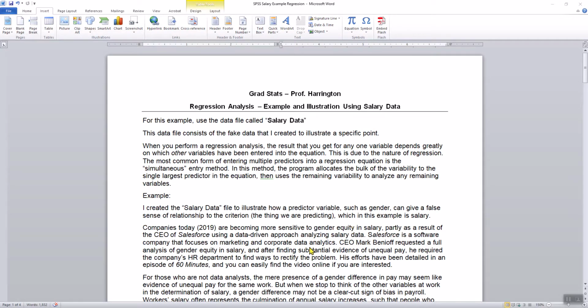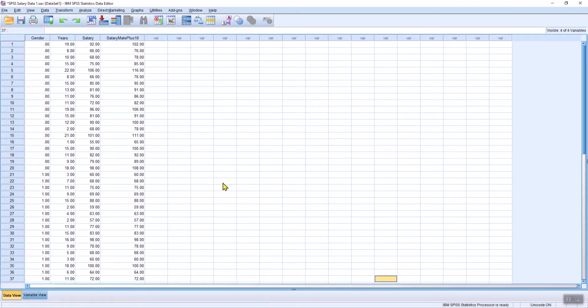In this video, I will illustrate the use of multiple regression as compared to simple linear regression with a data set that I created so that it's all fake data, and it's called salary data. If you're in my class, you'll find this data set in the Canvas page for this class. If you're not in my class, then these are the data that I created.